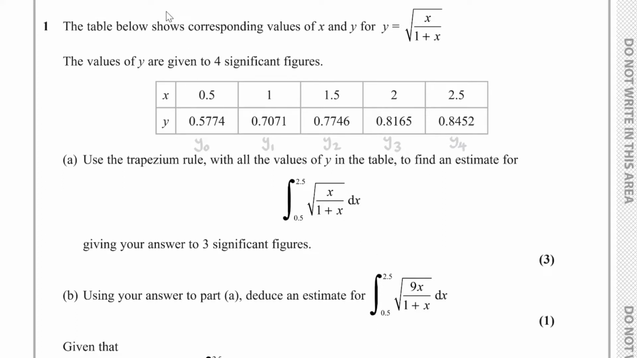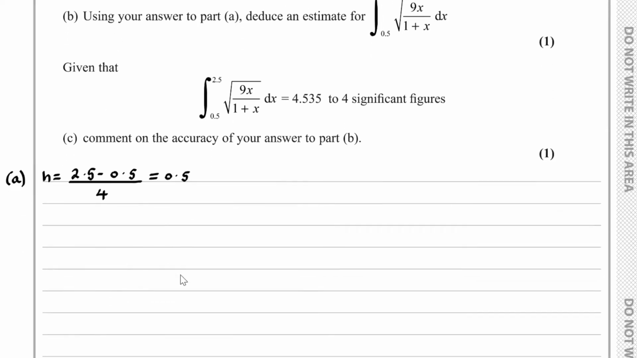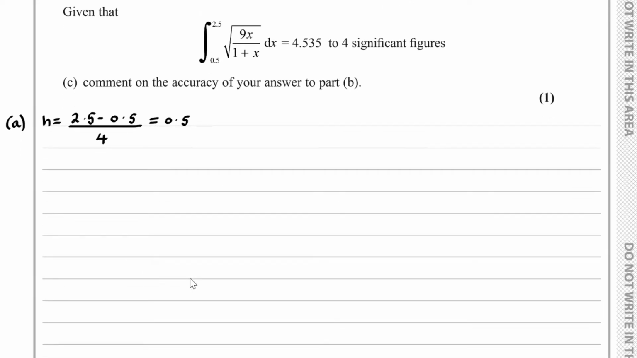When we come to use the trapezium rule, we first of all need to find out the value of h. So for part A, h is equal to 2.5 minus 0.5 divided by 4. So if we work this out, 2 divided by 4, that's 0.5. And knowing the value of h, we can now use the trapezium rule.